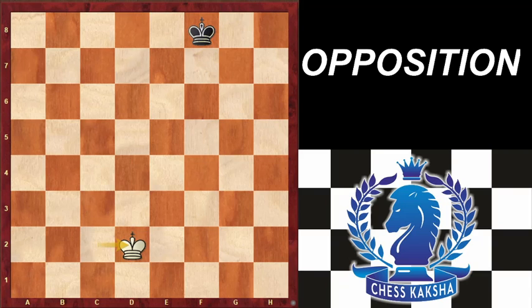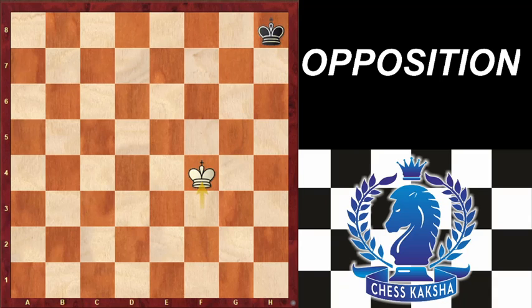white moves to d2, king to g8, white king moves to e2, king to h8, king to f2, king to h7, king moves to f3. Now black king moves to h8, king to f4 and king to h7, and finally after king to f5, white gained diagonal opposition.